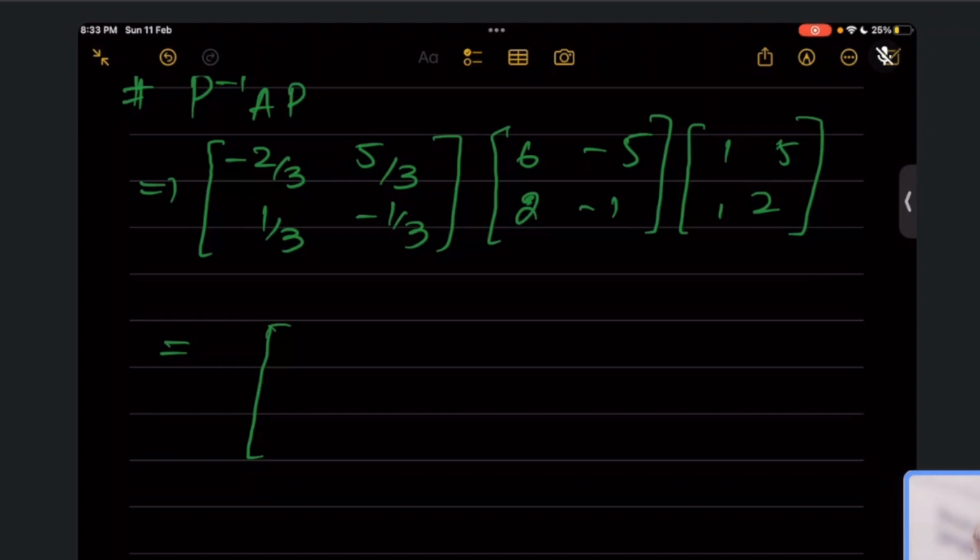So I will not do it whole, but the final answer you're getting is 1004. It's just 2 steps. First you can multiply these two, then multiply with the third one. It's coming out to be 1004.